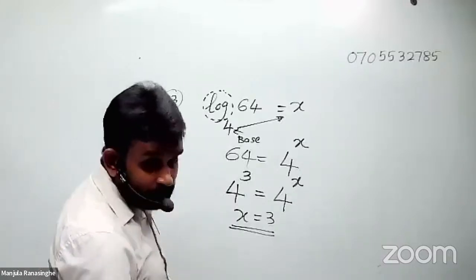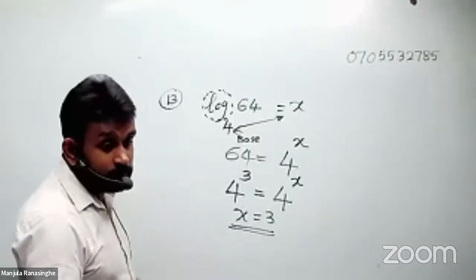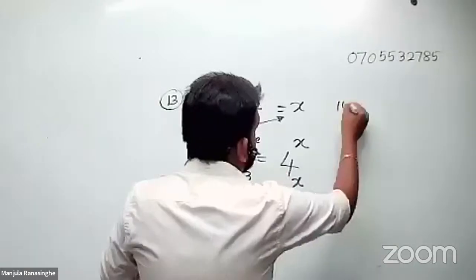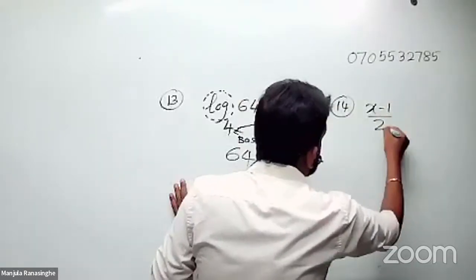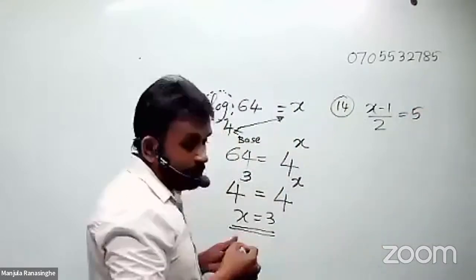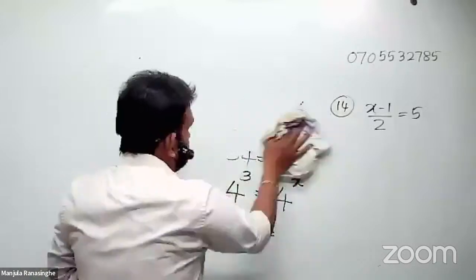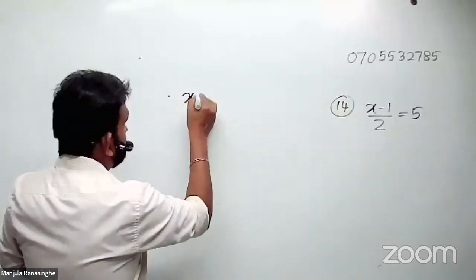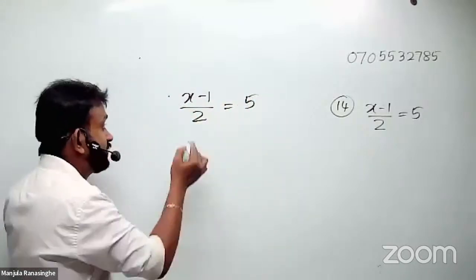Okay, now we are moving to the next question. Question number 14, solving a simple equation, right? The 14th question: x minus 1 upon 2 equals 5, right? Subjecting x. Solving an equation means subjecting the x. So how to deal with that question? Bring that x minus 1 upon 2 here, right? So solving for x means subjecting x.